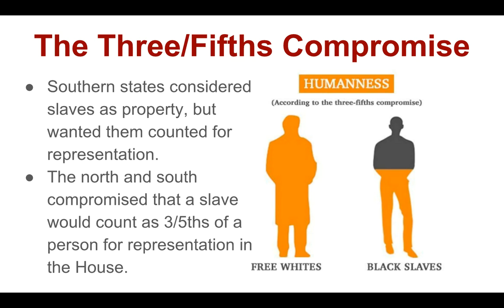The North and the South compromised that a slave would count as 3/5 of a person for representation in the House. This, of course, was an insulting way to look at a human being, as only having 3/5 the value of a free white individual.